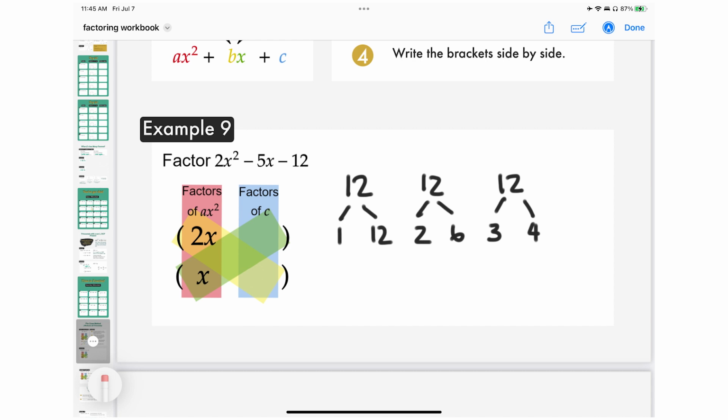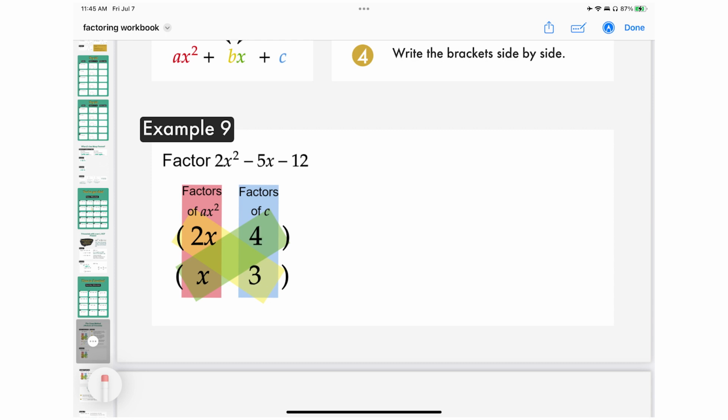I don't know which one it is, but I'm just going to pick one. I also don't know if 3 should be on top and 4 on the bottom, or 4 on top and 3 on the bottom. So I'm just going to pick one combination and see what happens. If I'm not correct on my first guess, it's okay.